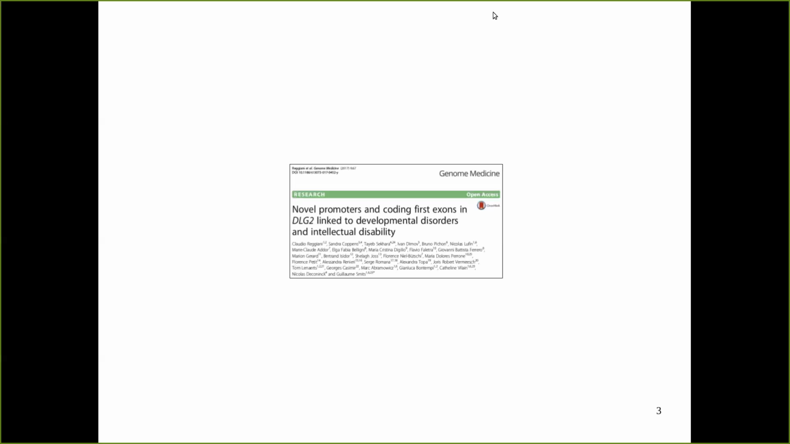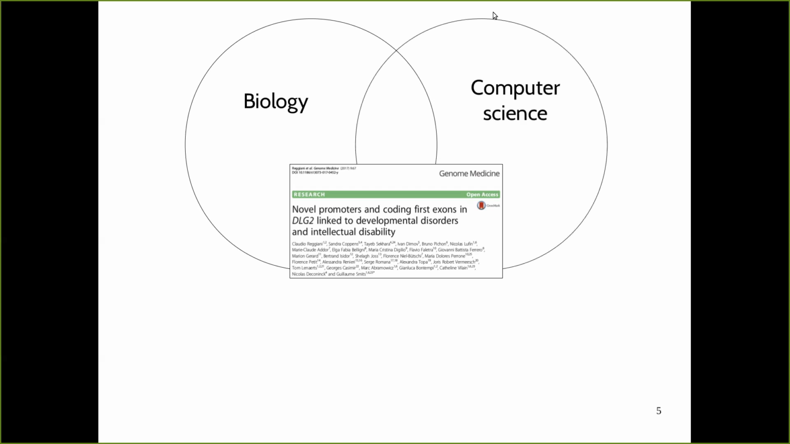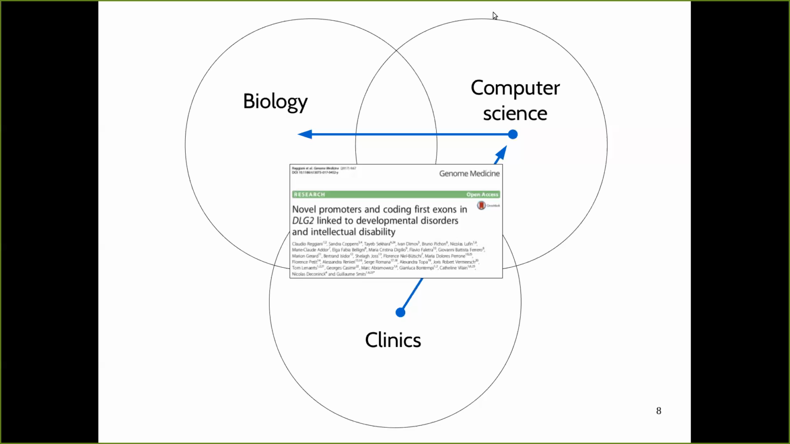So I will start by giving a broad concept of this research. This research has been published in Genome Medicine in July, and it lies at the intersection of three broad domains, that is biology, computer science, and clinics. Now, the research started with a clinical question, and we wanted to use computer science tools or pipelines, bioinformatics, to tackle these questions. Along the way, we found some new biological knowledge that helped us to answer the original clinical question. So this is the framework on which the research has been performed.